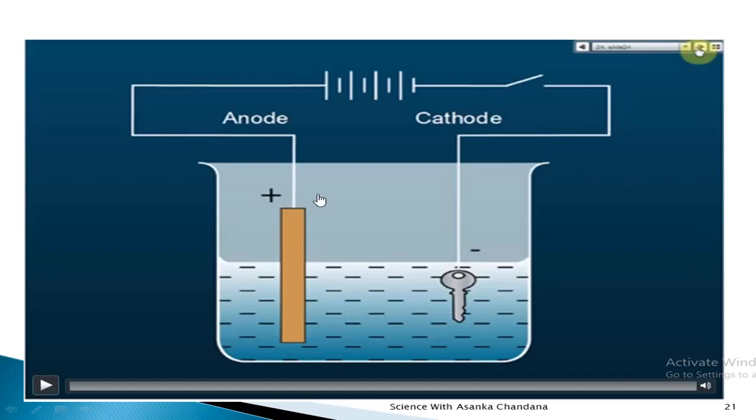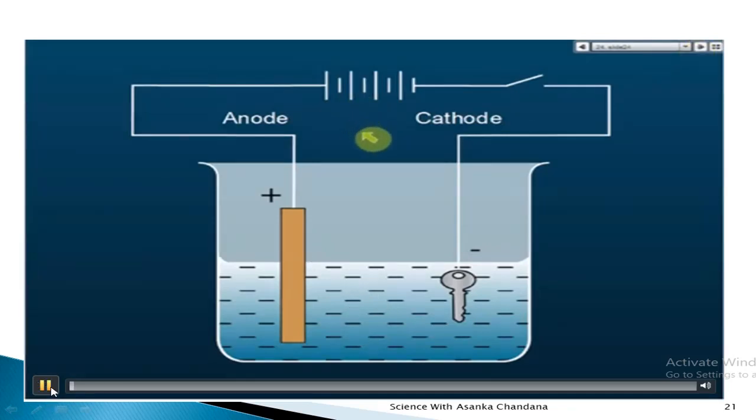This picture represents the application of copper on an iron key. Here the anode contains copper, so copper should be the anode. The metal that should be plated is connected to the cathode, the negative terminal. The electrolyte should be copper sulfate solution.